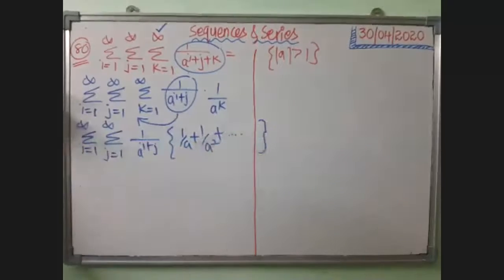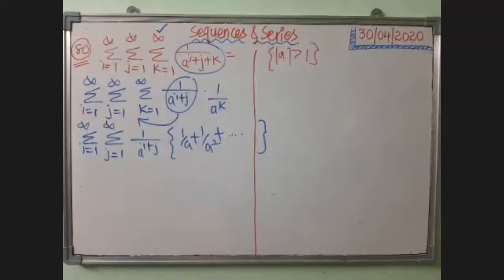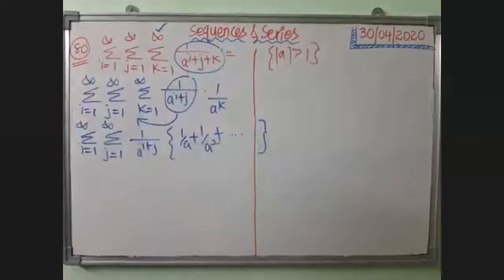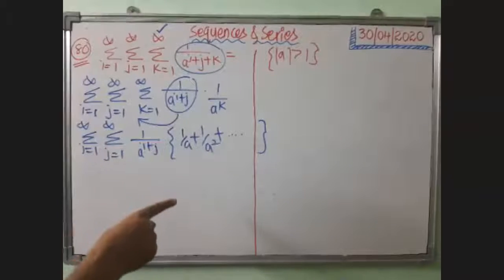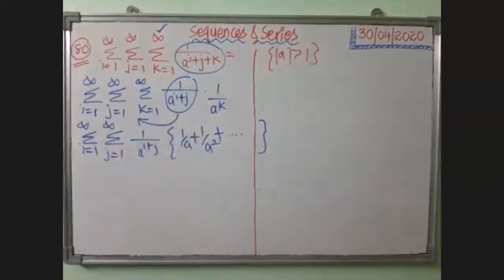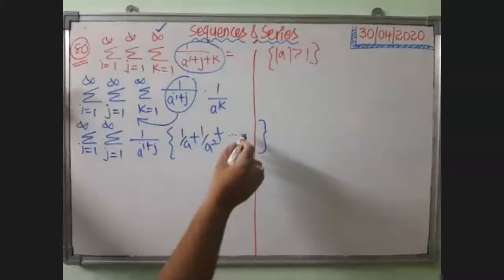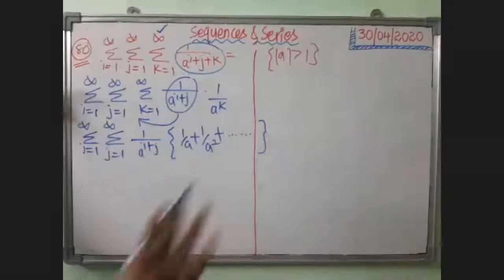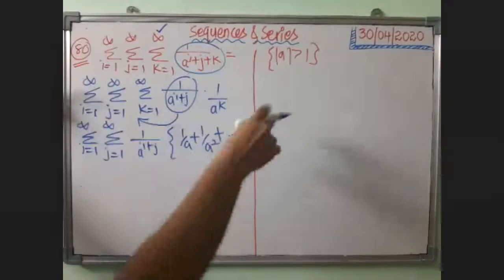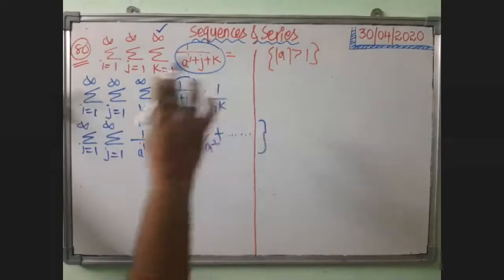Up to infinity. That means I have to substitute the value of what? K only for this term. I get 1 by a power 1, because the k value starts from 1. So 1 by a plus 1 by a square up to infinity. Since I'm enclosing it in the flower bracket, I should not write down infinity here.